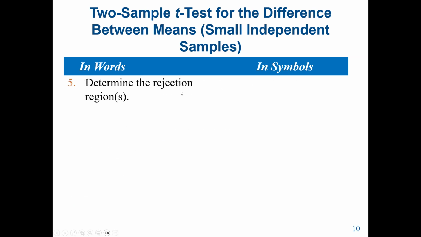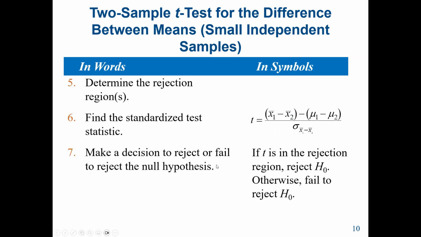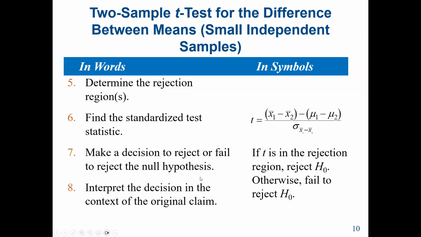Then we can determine the rejection ranges by finding the standardized test statistics. Then we can make a decision to reject or fail to reject the null hypothesis. So to determine the rejection region, we need a critical value. To make our final decision whether to reject or fail to reject the null hypothesis, we have to find a standardized test statistic to see if it will fall inside the rejection area or not.